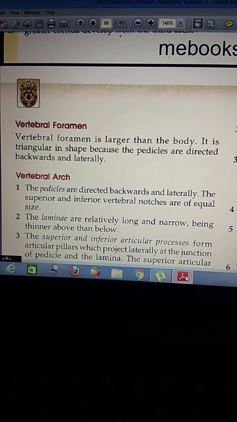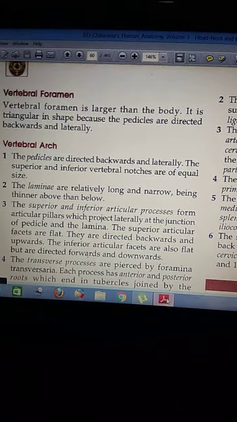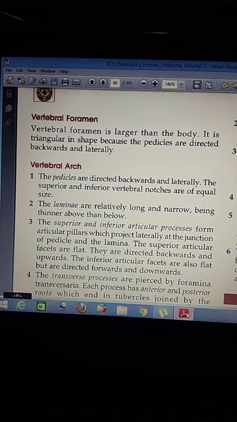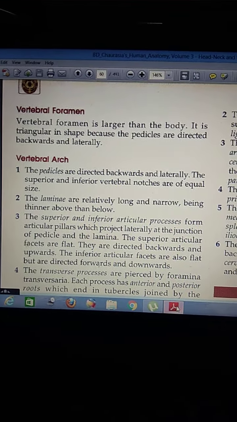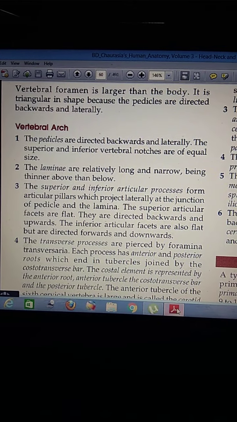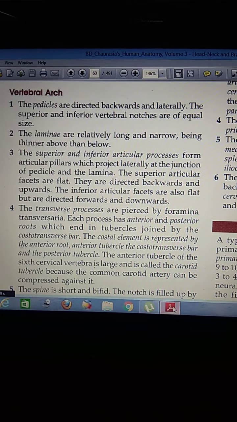Now, vertebral foramen. The vertebral foramen is larger than the body. It is triangular in shape because the pedicles are directed backwards and laterally. Now, vertebral arch. The pedicles are directed backwards and laterally. The laminae are relatively long and narrow.